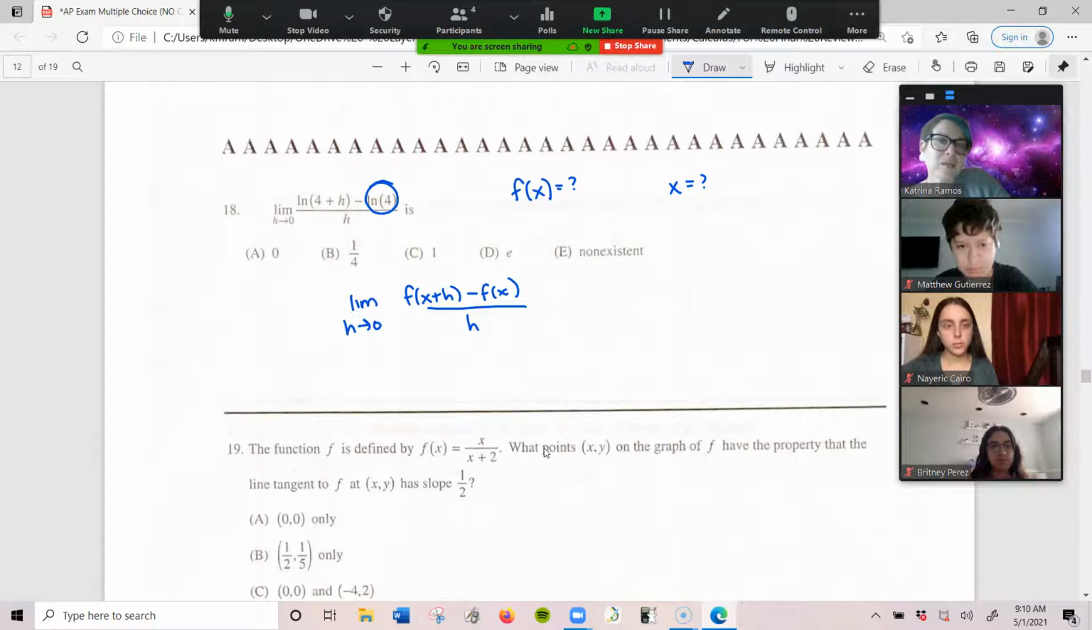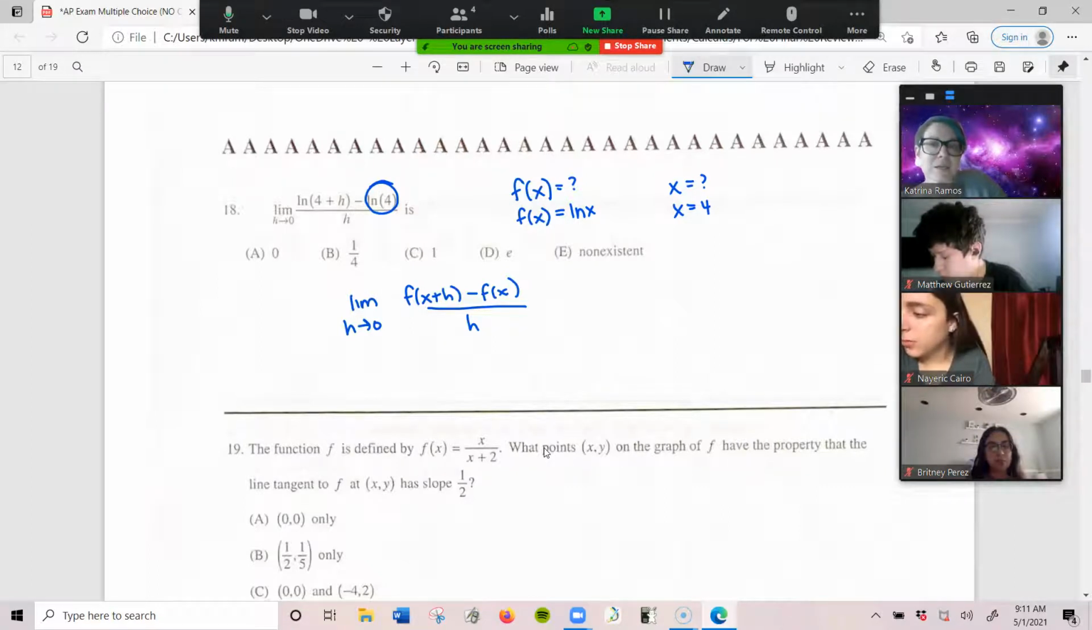They plugged in x is equal to 4, right? Because that's the ln of 4. So the x value is 4. But the actual function is the ln of x. Is that okay? So if we want to find this limit, it is going to equal f prime of x.